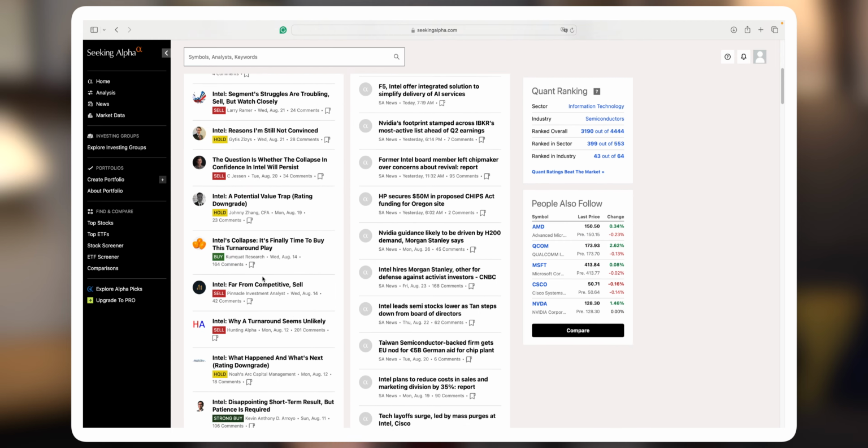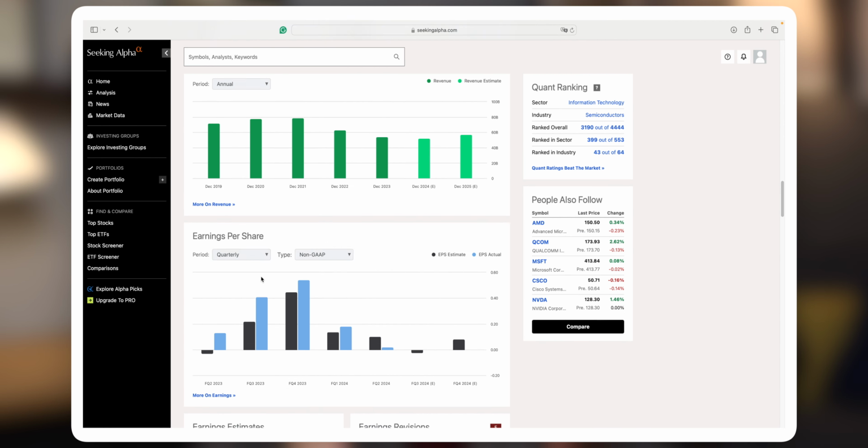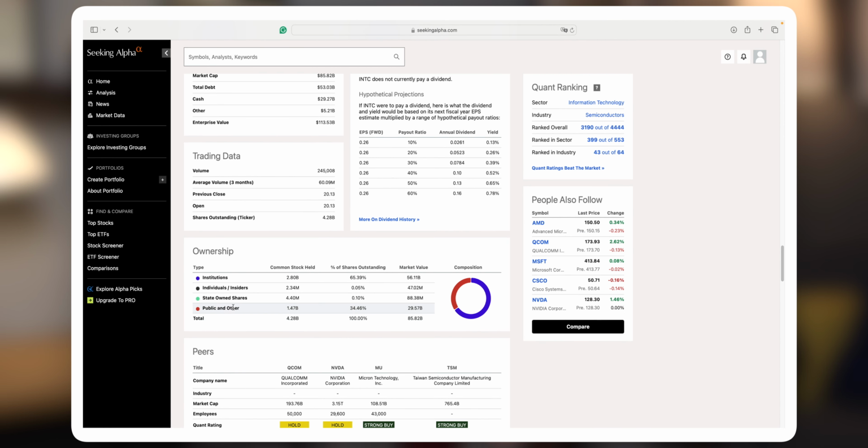And finally, I like to look at the ownership to see if the management has its skin in the game. For that, I go to summary, and down here we get ownership. And straight away, we can see that individual insiders own very little shares. So that is how I find data that I use in analyzing companies and preparing videos for you.